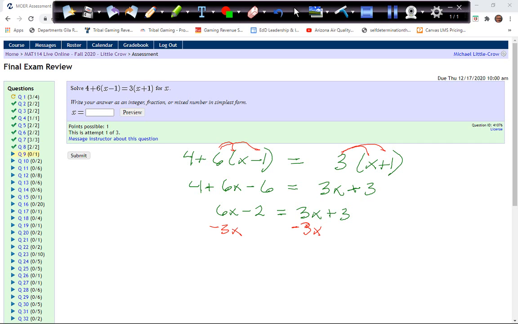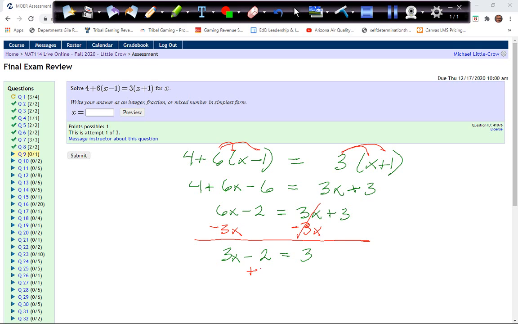Remember, that's what I'm doing. Whenever I have an equal sign, I can do the same thing to both sides and it stays equal. So this cancels out here. This becomes 0. 6 minus 3 is going to be 3x minus 2 equals 3. Now I've got the x on one side, so I'm good to go.